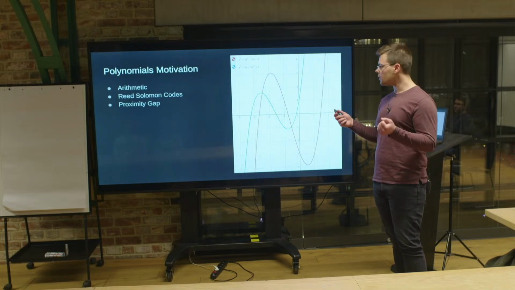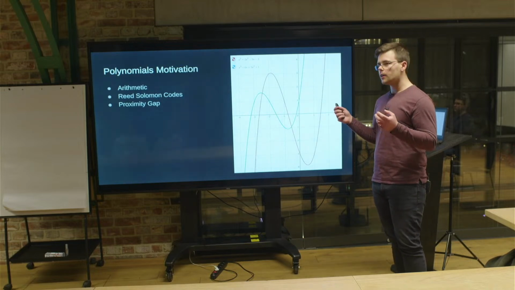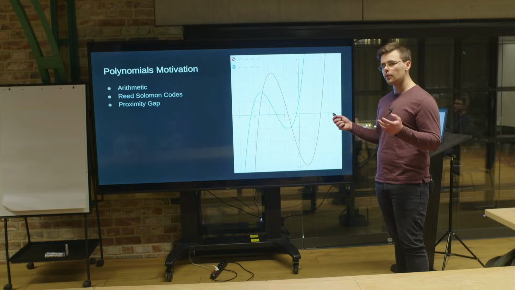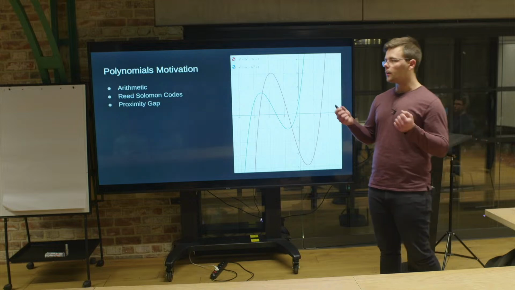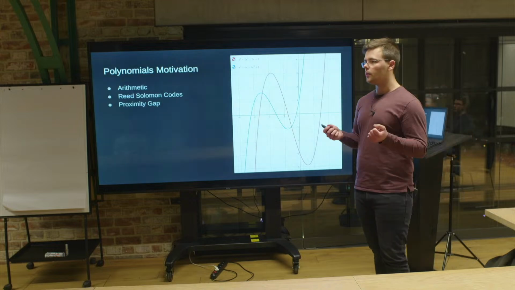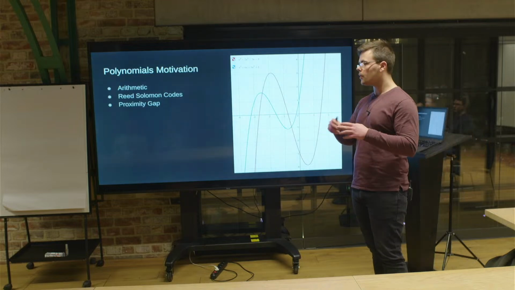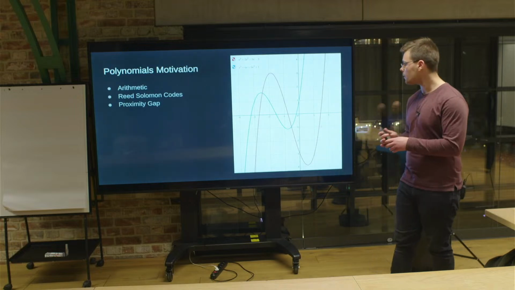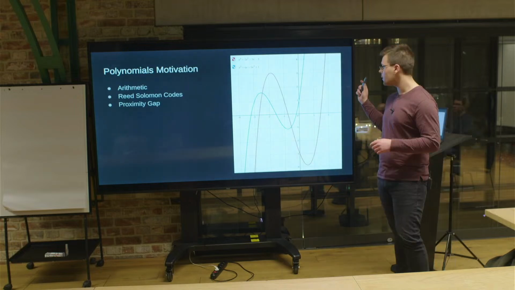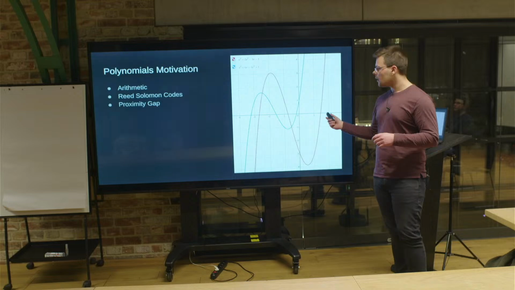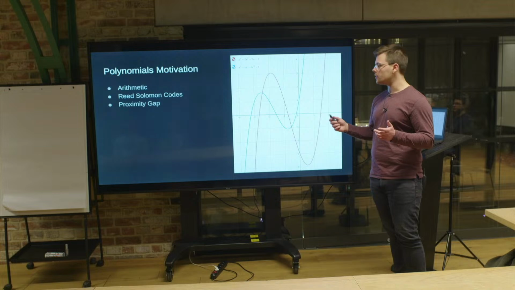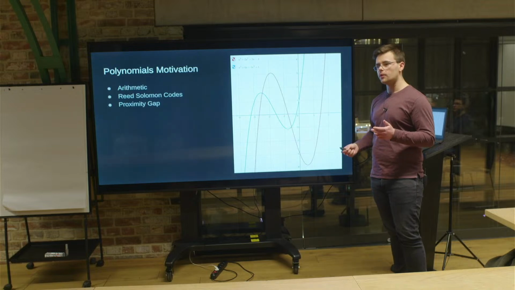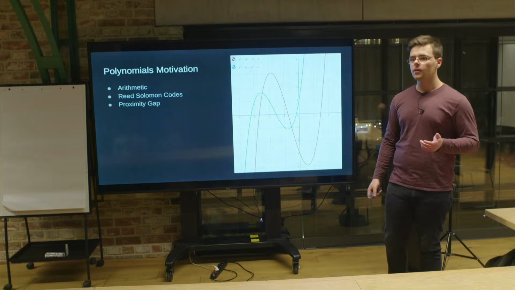So you don't have a polynomial that has, let's say, 50% of the points the same between two of them, or 10%, or 1%. The probability of finding a random x that gives the same value on two polynomials is going to be 0 when these polynomials are different, and 100% when they are the same. So this is the proximity gap.